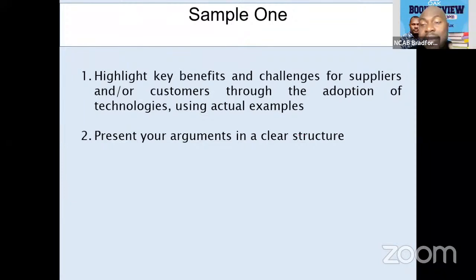So I like key benefits. I want to see a heading on key benefits. Also, challenges. I want to see a heading on the challenges. And you are not just speaking from your own mind. You need to use actual examples as well.